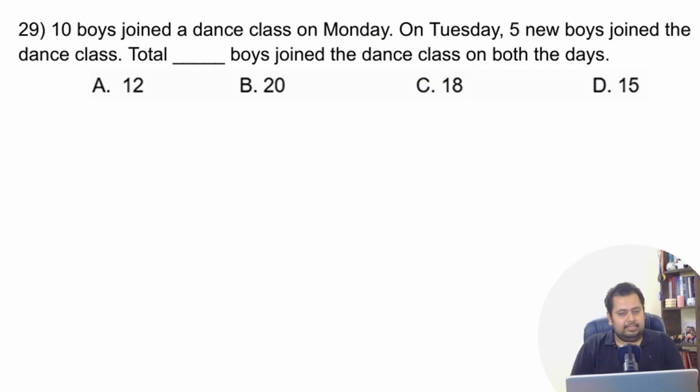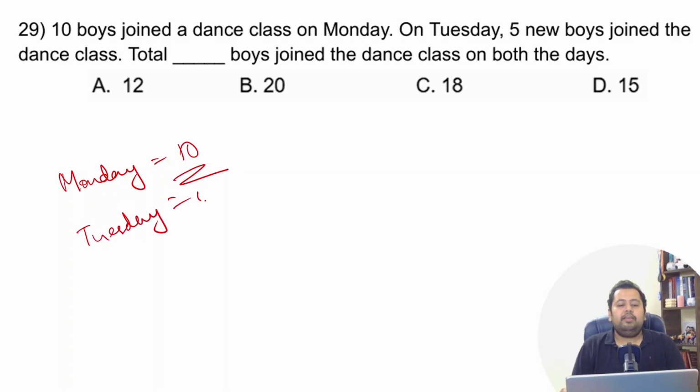10 boys joined a dance class on Monday. On Tuesday, 5 new boys joined the dance class. Total dash boys joined the dance class on both the days, right? So on a Monday, 10 boys joined the class. On Tuesday, 5 boys joined the class, right? On both the days, how many boys joined the class? Again, normal addition problem, solve it, and we meet the other side.